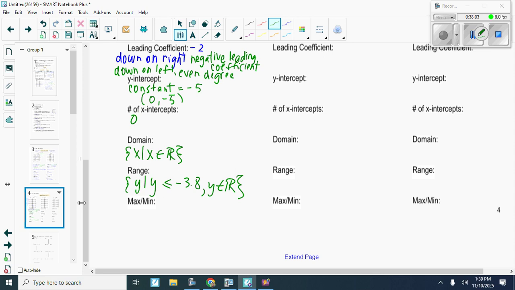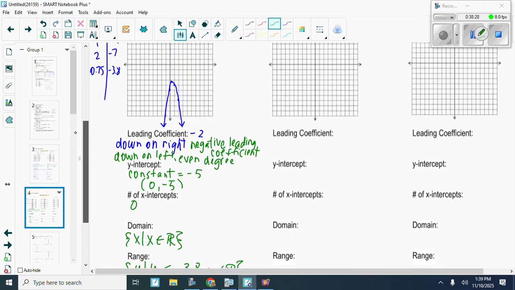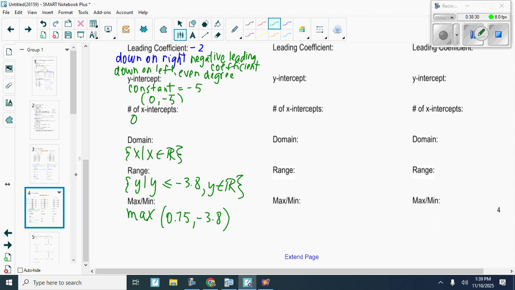And then we just have to tell it, is it a min or a max? We said it was a max. Then just tell it where the max is. So it has a max value at that coordinate, which is what we got from our calculator. All right. I'll hold it there for a moment, let you get caught up.